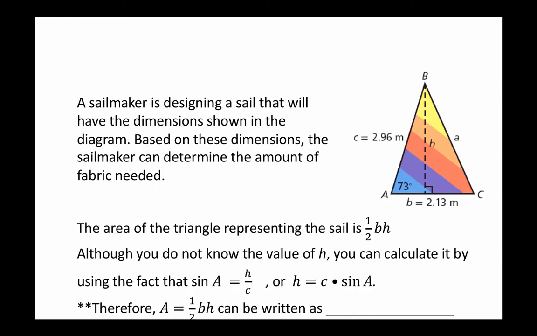So say we have a sailmaker and they're designing a sail that will have the dimensions shown in that diagram to the right. Based on these dimensions, the sailmaker can determine the amount of fabric needed. Now, the area of a triangle, we just use this, is 1/2 base times height.